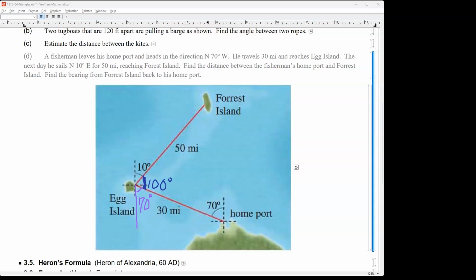So in the end, what do you get? We have a triangle with information SAS. So we have this triangle here. And let's see. We have 30 miles here, that's one side. And then 50 miles, that's another side. And the angle in between, that's 100 degrees. So this is SAS. Using the law of cosines, we can figure out this side. Let's say this is capital A. And then the opposite, small a, we can figure it out using the law of cosines.